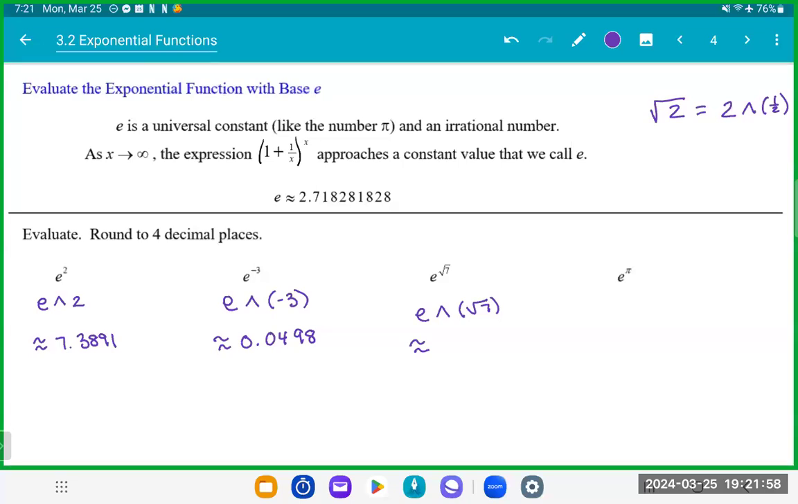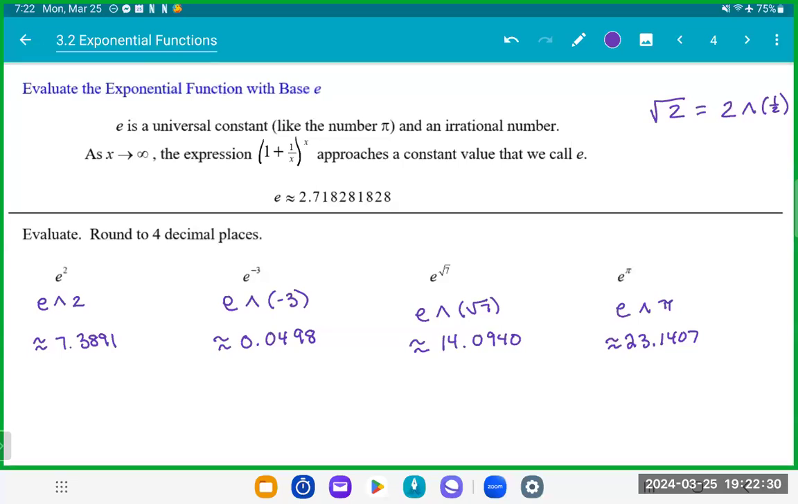So when we get e raised to the square root, yep, that is 14.0940. And then lastly, when we do e raised to pi, we get 23.1407. Okay. So you guys will probably find yourselves using this e character on your calculator for this week's assignment.